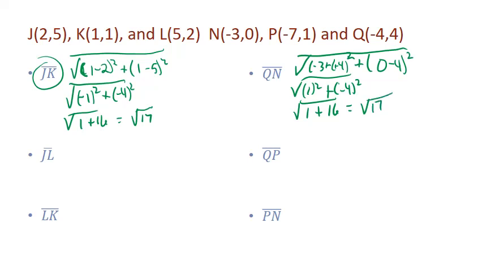So our first corresponding parts, JK and QN, both have the same length. And so there's 1/3 of our side proven.